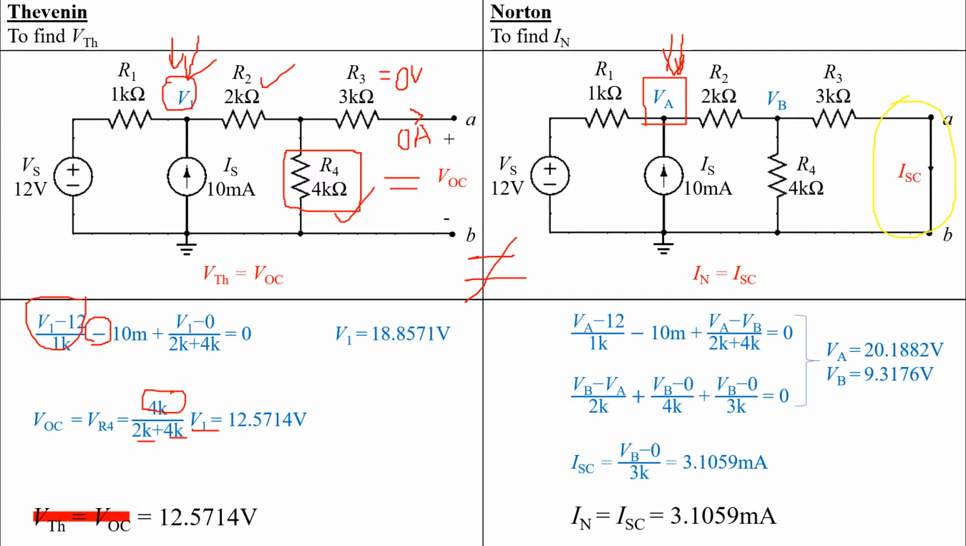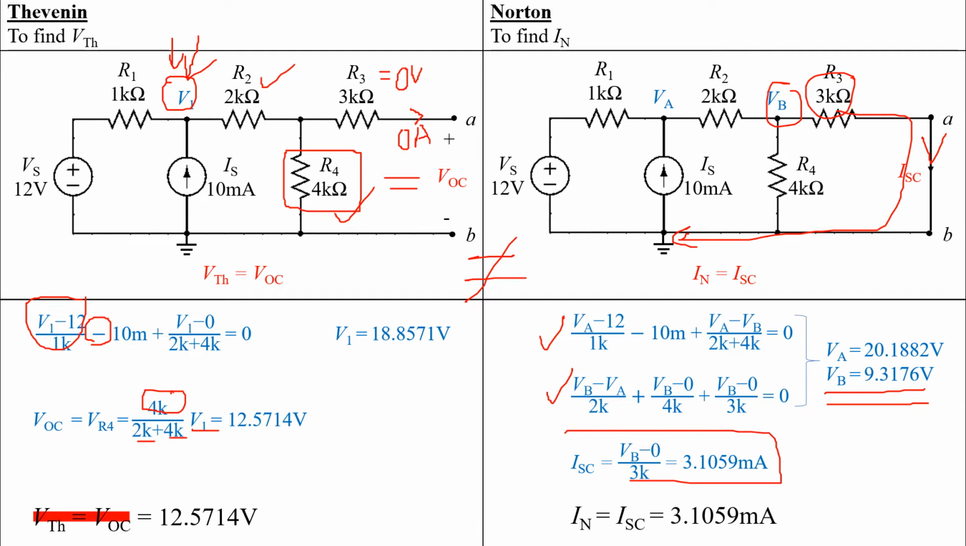After applying nodal analysis at points VA and VB, we got 2 equations with 2 unknowns, VA and VB. Therefore, we can find the values for VA and VB. To find the short circuit current ISC, the value will be equal to VB minus 0, the reference point, divided by the resistance 3K. Therefore, we got our ISC as 3.1 milliampere, where the Norton current is equal to the short circuit current, equal to 3.1 milliampere.